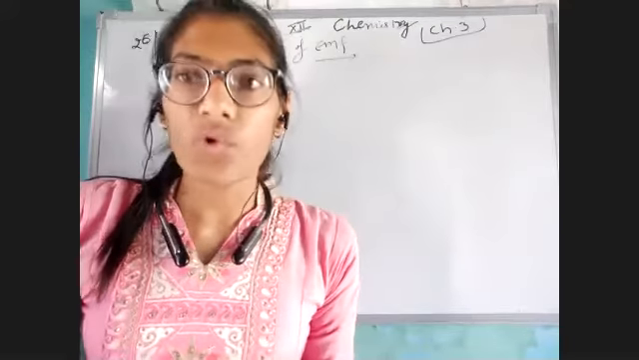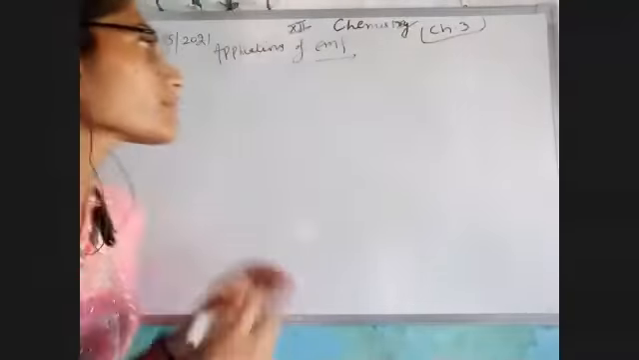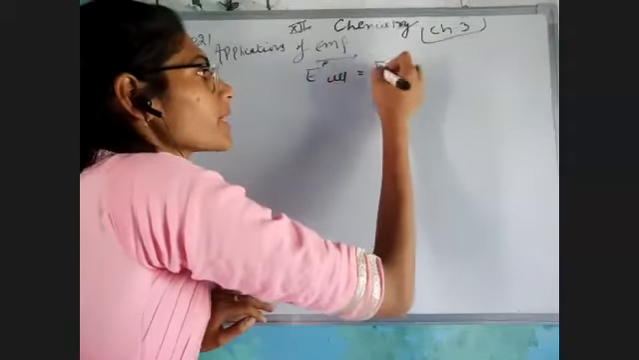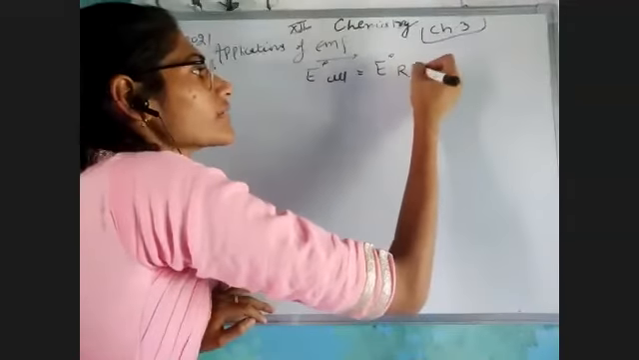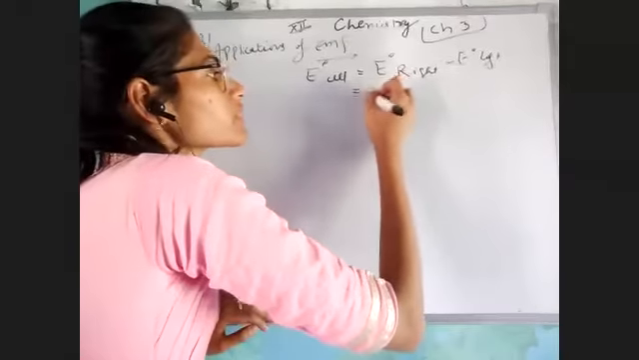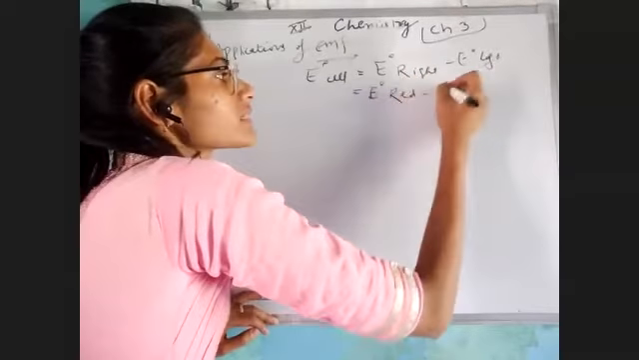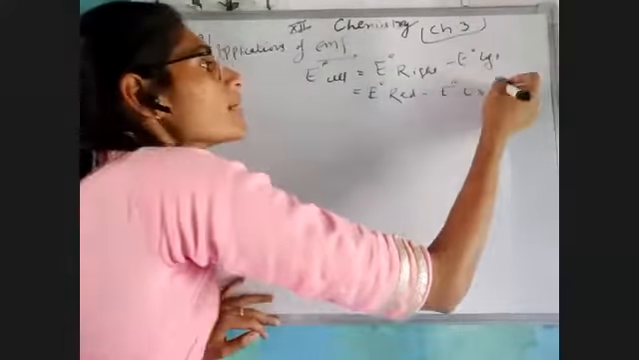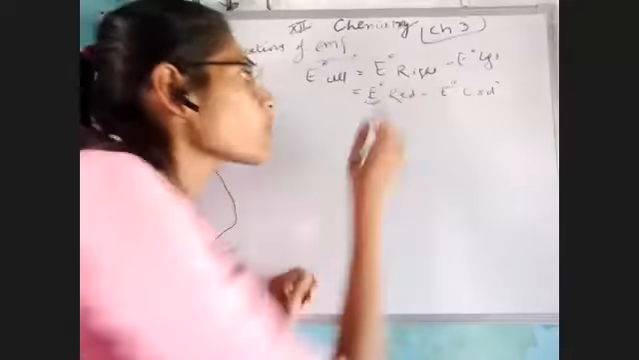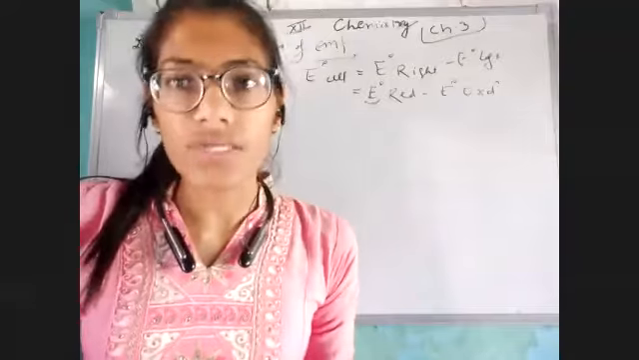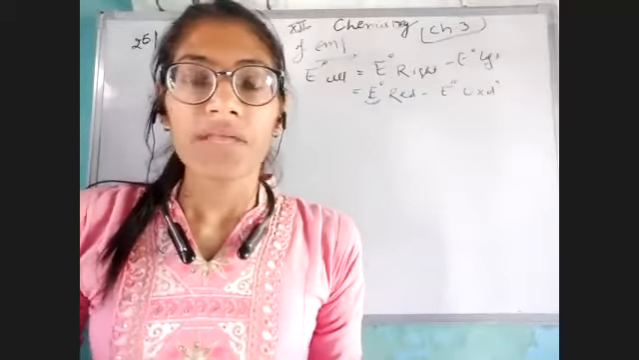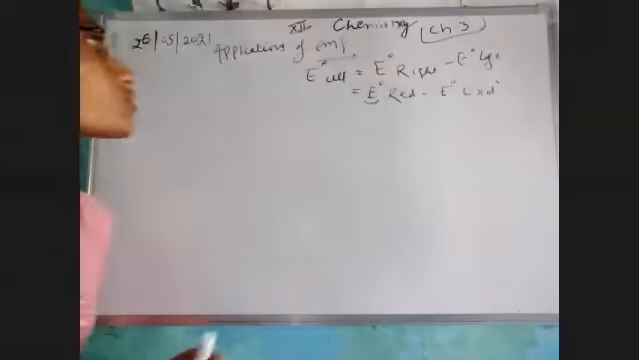And I hope you know that EMF is E naught cell. It needs to be calculated by E naught right minus E naught left, or we can say E naught reduction minus E naught oxidation. But one point that you should keep in your mind is that this E naught is defined as the standard reduction potential. So these were all the points we have completed. Now let's move to our next topic, the application of EMF.